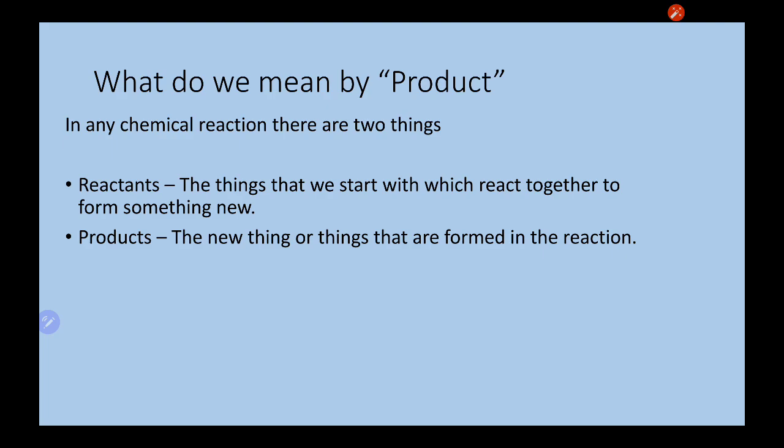There is always a product formed. There's always a new thing that's formed in any chemical reaction. If there's nothing new formed, then it's not a chemical reaction. In fact, that's one of the signs of a chemical reaction, that something new is always formed. Now, we can't always see that thing. If it's a colourless, odourless gas, for example, we can't always see it, but it will be there.